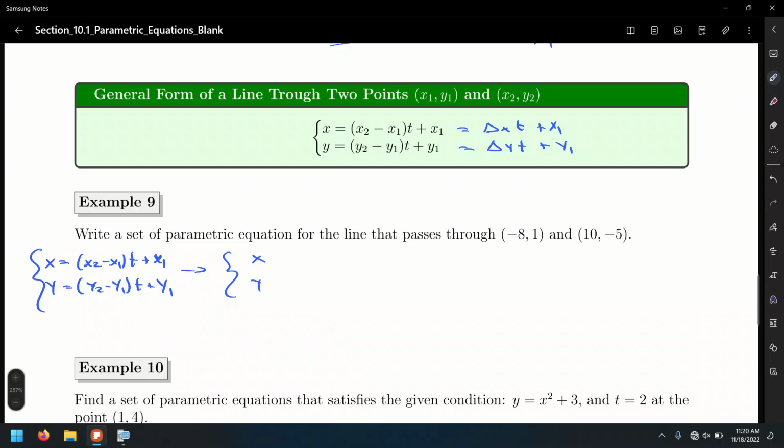x and y are going to be, number 1, the difference in the x's, that is 10 minus -8. Careful with the signs. Times t plus x1, in this case the x1 is -8. And for the y equation, that's -5.